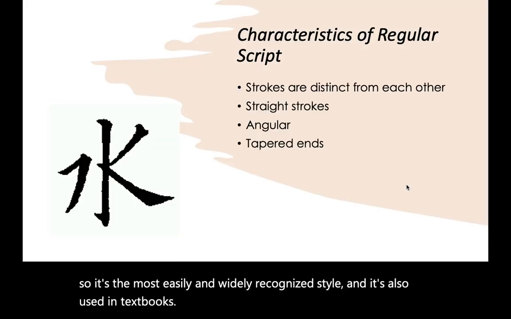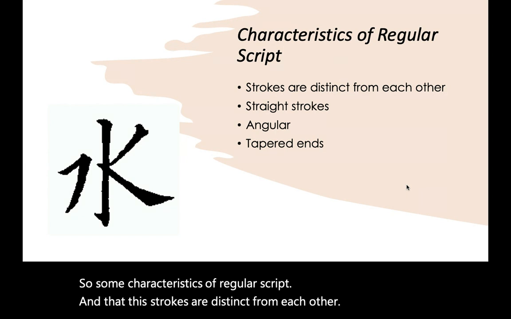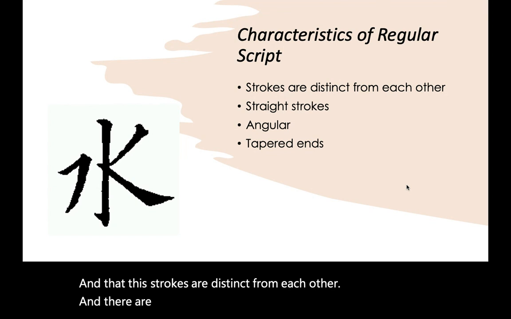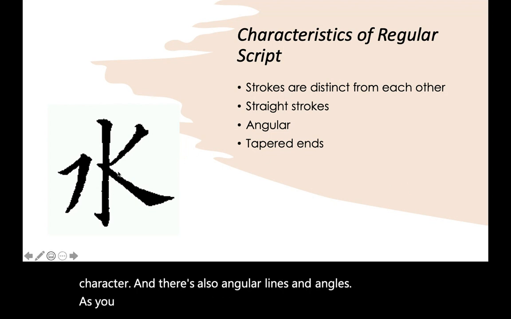Some characteristics of regular script are that the strokes are distinct from each other, and there are straight lines and straight strokes throughout the character. And there's also angular lines and angles, as you can see right here and throughout the whole character. And there's also tapered ends.